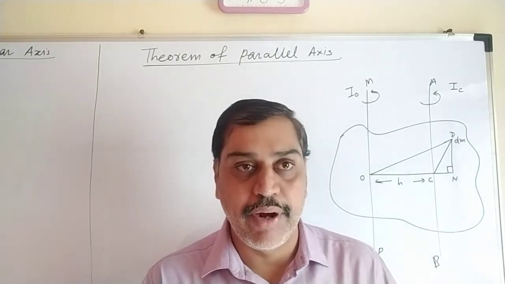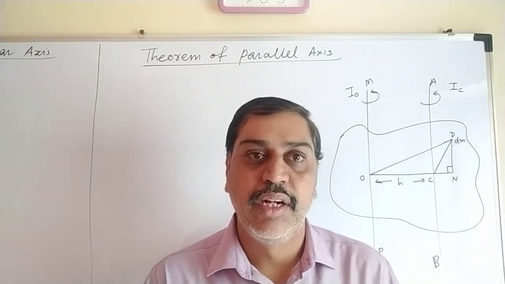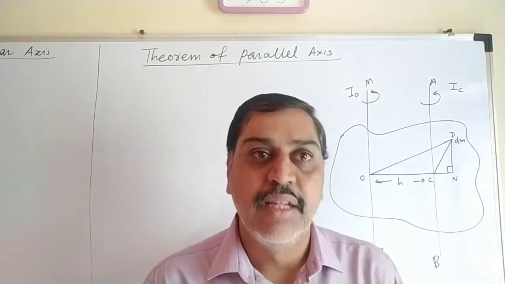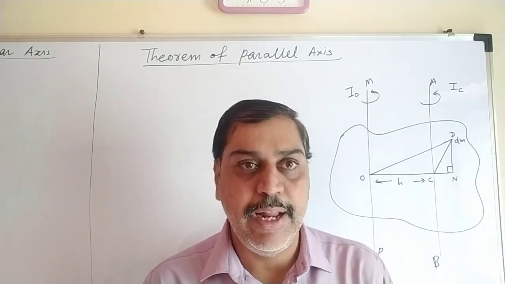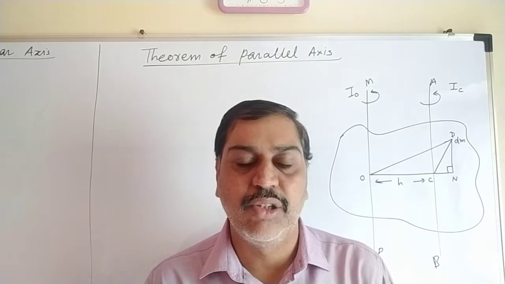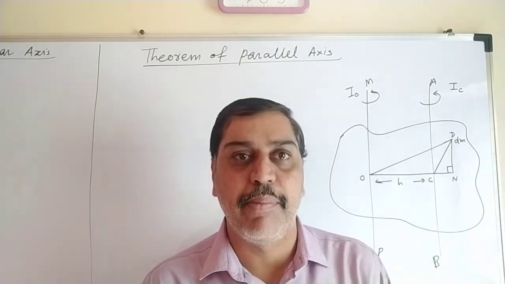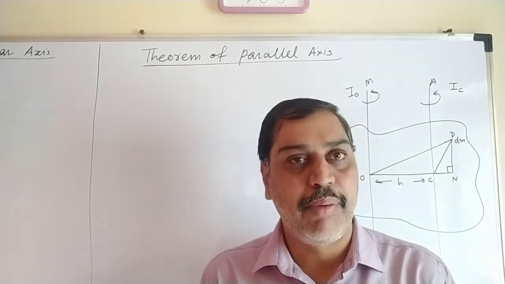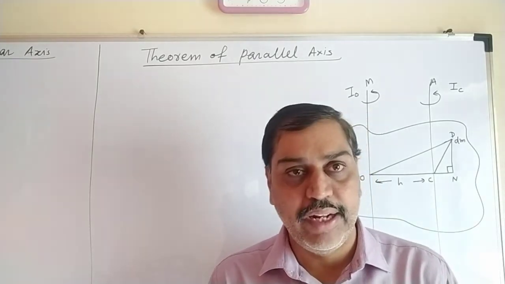Now these theorems of parallel axis and perpendicular axis are there to find out the moment of inertia of a body. Every time it is not feasible to find it directly by using the formula. Sometimes it is better to calculate the moment of inertia of a body by considering two axes, one may be parallel, or three axes that may be perpendicular to each other, and we can apply the theorems directly and we get the value of moment of inertia.